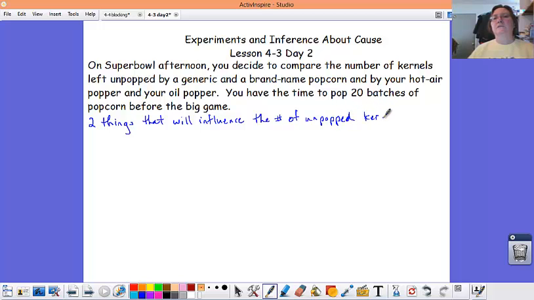Here comes some vocabulary. The number of unpopped kernels, folks, that is called the response variable in this experiment, because that's what you're trying to make a change to. Response variable.